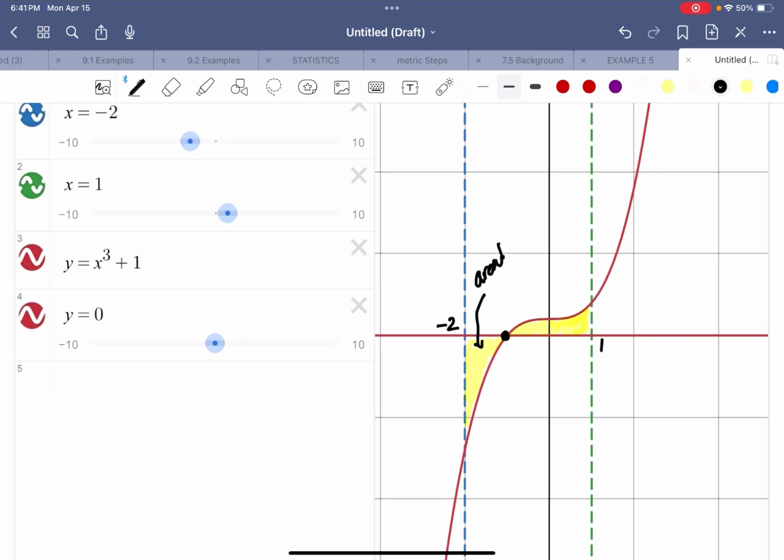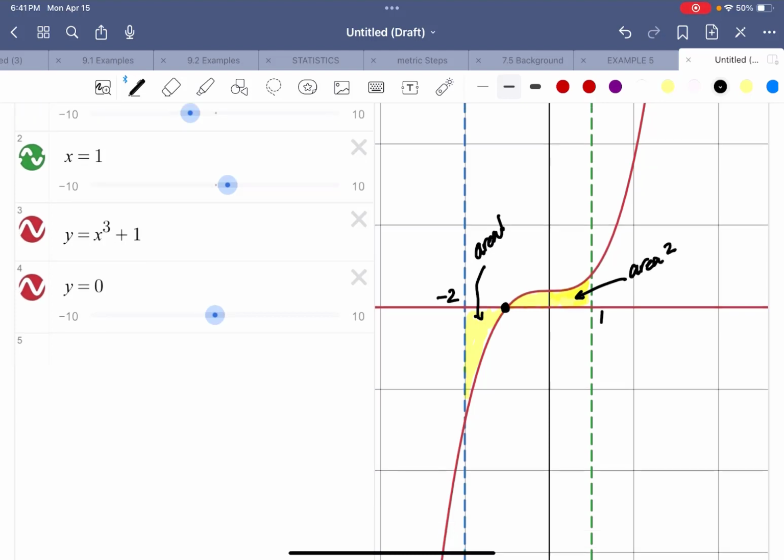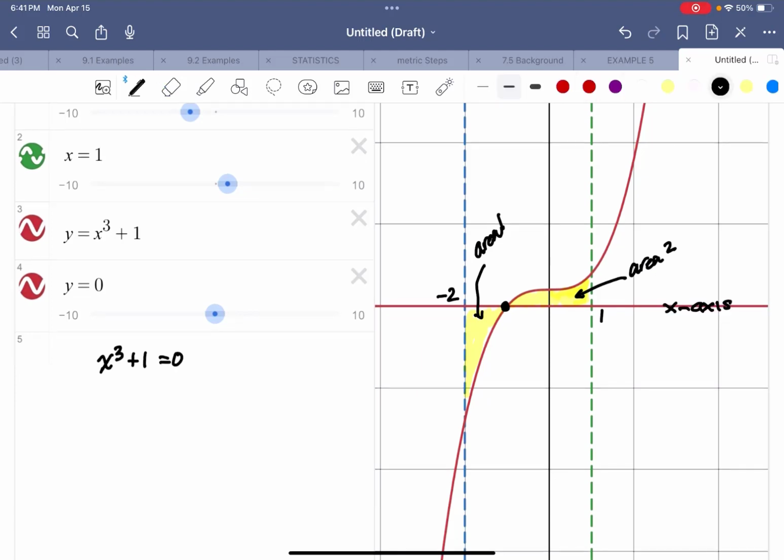Area 1, area 2. First, find where the two functions are equal. So, where is x cubed plus 1 equal to 0? So that's when x cubed is equal to -1. So x is the cube root of -1, which is -1. So this happens at -1.